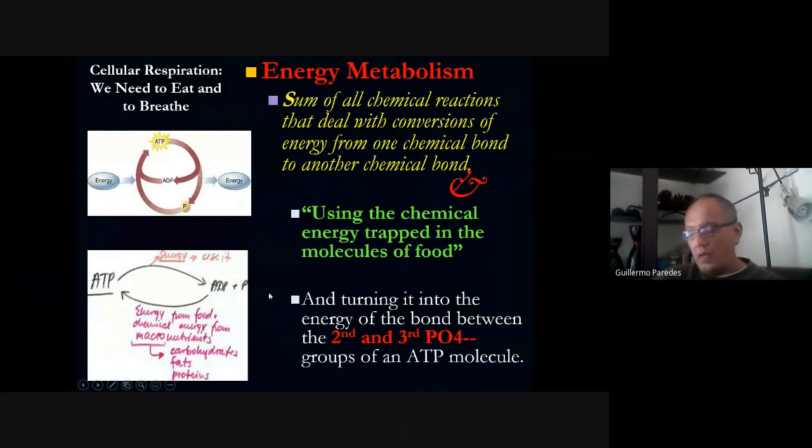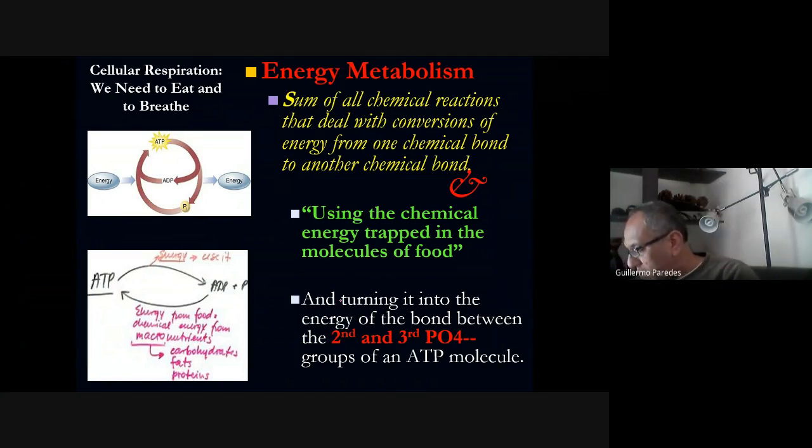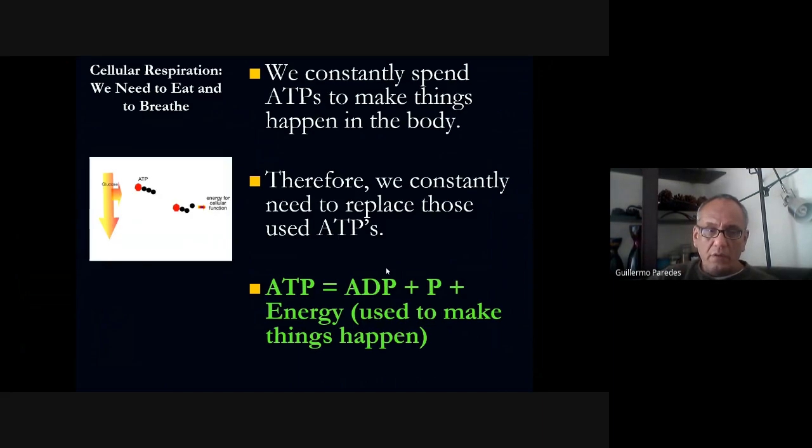So here we have the energy metabolism. We have using the chemical energy trapped in the molecule of the food and turning into energy of the bond between the second and the third phosphate. So that is where we have the highest energy in this ATP, between the second and the third phosphate, okay? All right, so let's keep moving. So here we have ATP is equal to the ADP plus the phosphate, phosphorus, okay? Phosphorus.